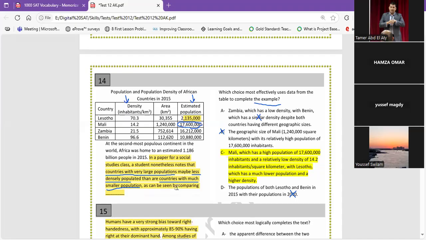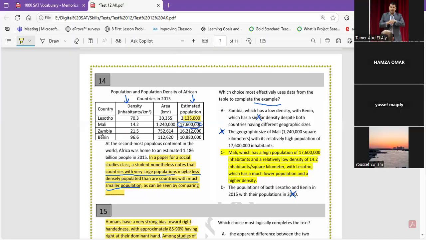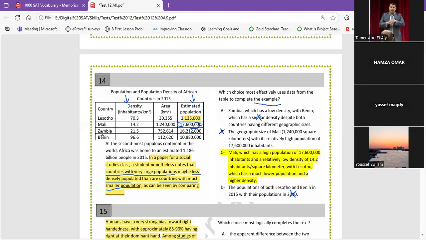So how can you find that? To compare two countries, one of which has a large area and many people, so it's less dense because it has a large area, to another country that has less area and is also less dense, but you're going to find that the former has more people. Let's find Zambia here, which has a low density. He said 21.5. Which has a similar density? No. How similar? It's 96.6. It's different.